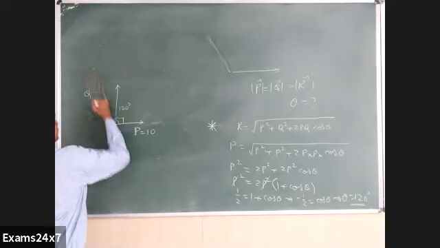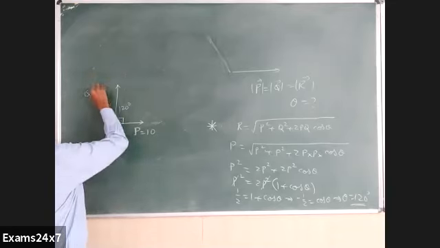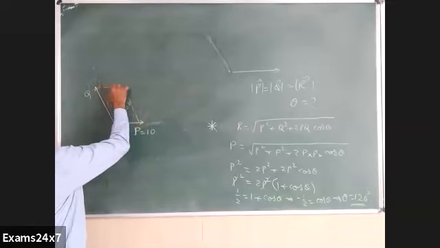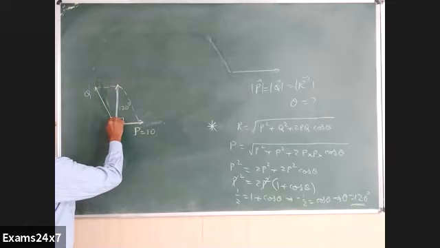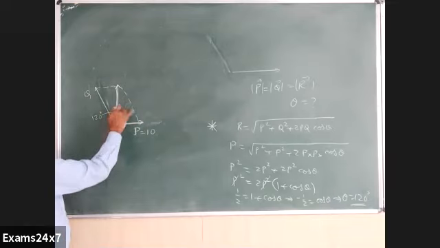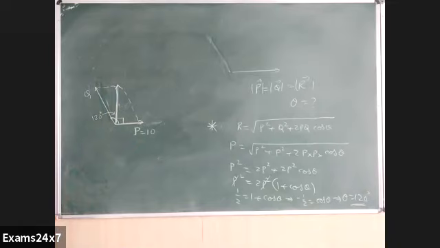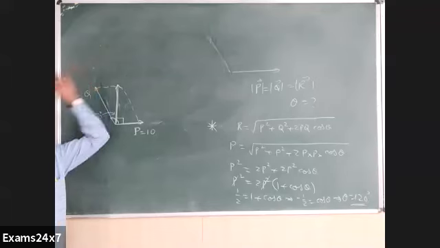So what's happening in this case? The angle between the two vectors is given, and their resultant is perpendicular to the vector P. The full angle is 120 degrees. How to find Q here? No, it's not like the previous one, because it is not said that the resultant is equal to either vector P or Q.